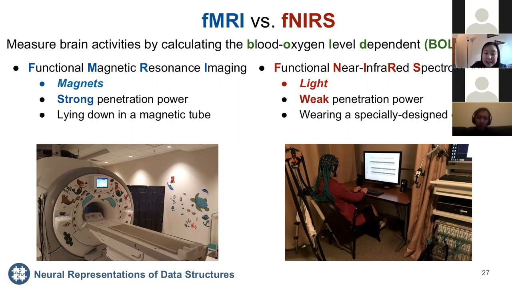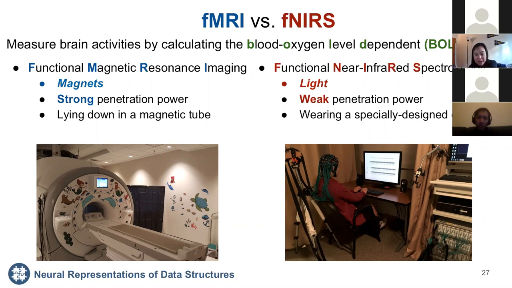You lie down in this big magnetic tube. In comparison, the right picture shows the setup for fNIRS. You just need to wear a special cap, sit in front of a monitor, and type on the keyboard as usual, just like what you do every day when you're doing your programming tasks. By the way, I made this cap myself, and surprisingly, it turned out to be a very interesting task. We can talk more about it after the talk if you're interested.